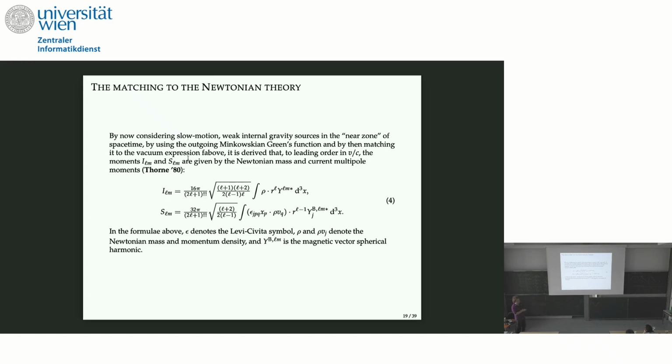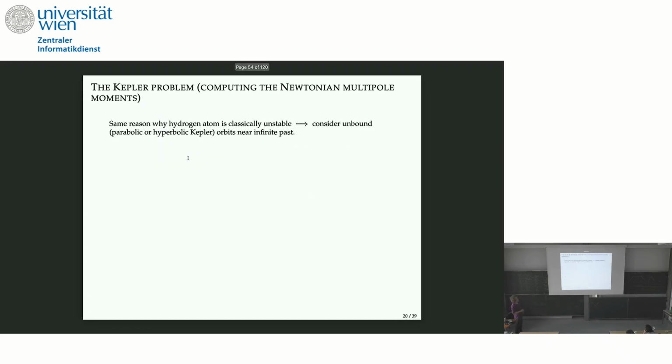Okay, so now finally we need to consider a very concrete physical system, and we consider that of n infalling masses. Now when we consider n infalling masses in a theory where there is radiation, then for the same reason that the hydrogen atom is classically unstable, we are bound to consider unbound orbits in the infinite past, because any bound orbit would conspire to decay in finite past, right? So we either have to consider essentially parabolic or hyperbolic Kepler orbits near the infinite past. At the same time, it's nice because we know that if these things move far away from each other, then Newtonian theory is a very trustworthy friend.